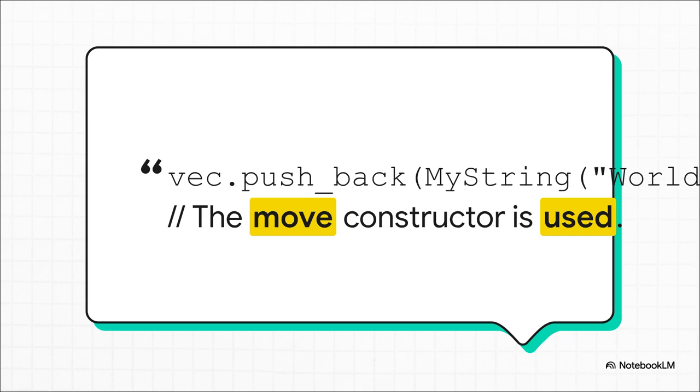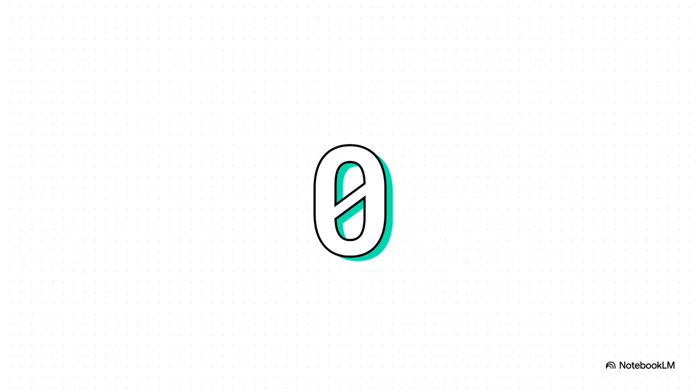Just take this super common example, creating a temporary object right inside a function call, like when you push myString("World") into a vector. In this case, the compiler sees that myString("World") is a temporary rvalue, and it automatically calls the move constructor, not the copy constructor. So the number of expensive, deep copies that are made is exactly 0. This is a massive automatic performance win when you're using standard library containers, and it's a huge reason why modern C++ is just so much more efficient out of the box.